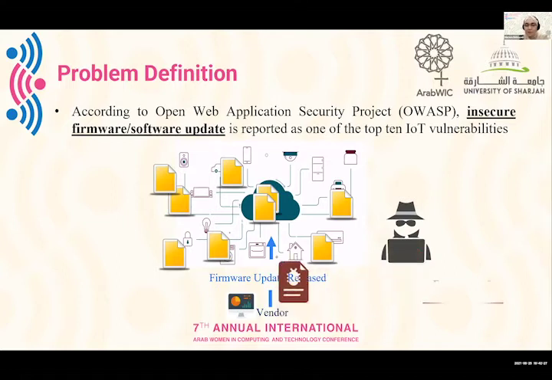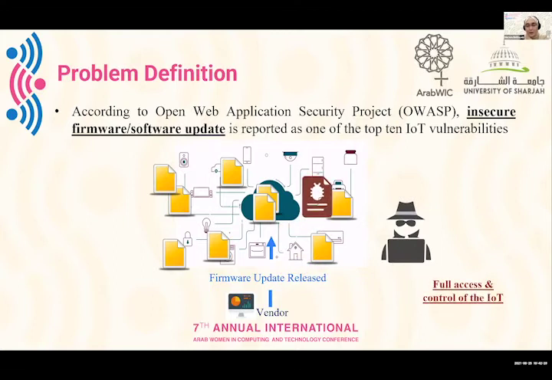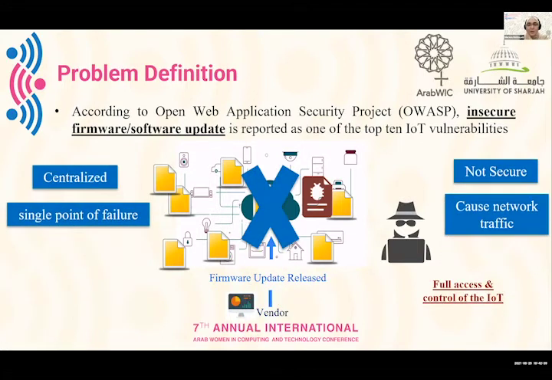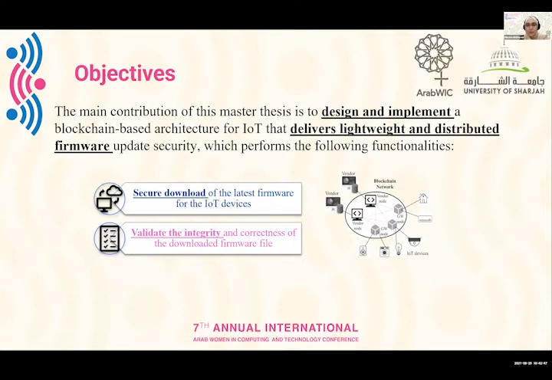But what if an attacker tries to send a fake firmware update? Then he will have full access and control of the IoT devices in your home. So that's why we can't use the centralized architecture, because it is a single point of failure, it is not secure, and it can cause network traffic.